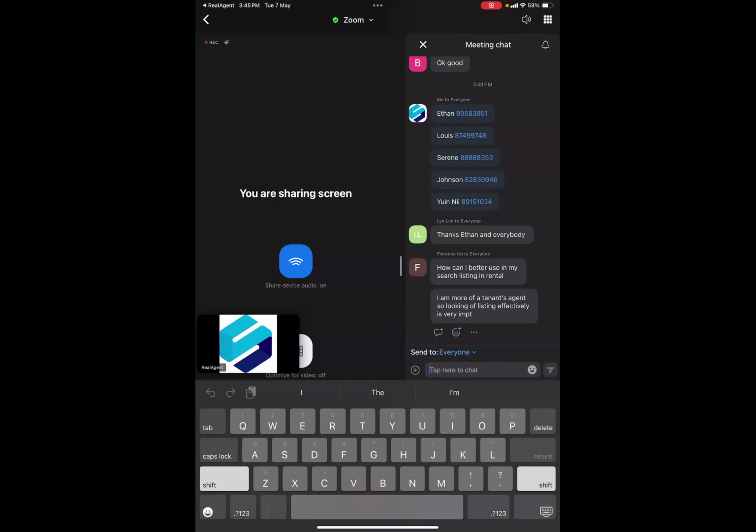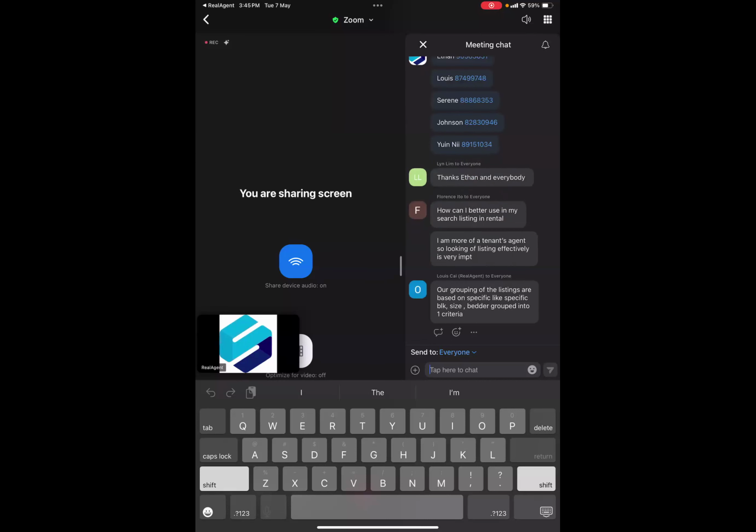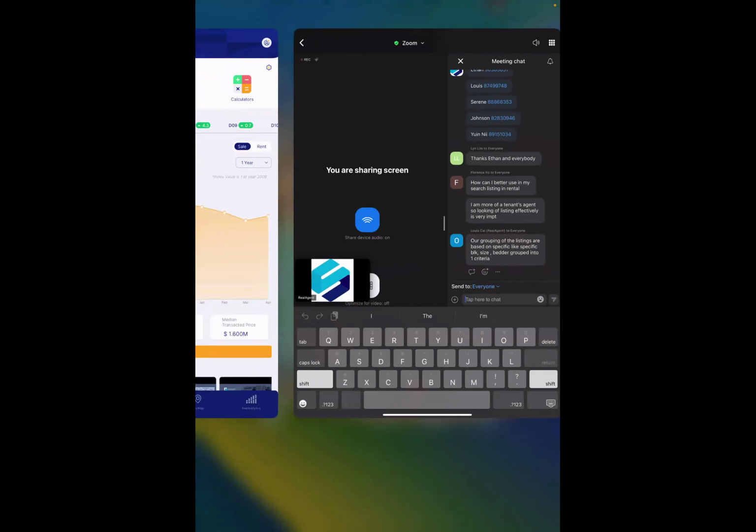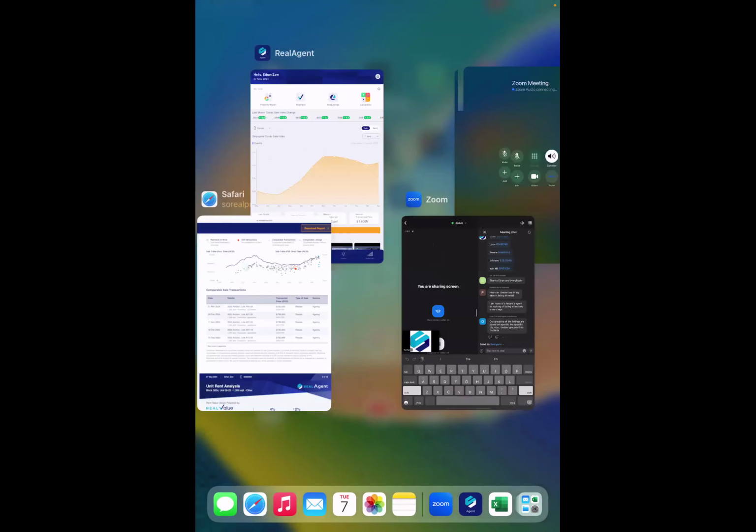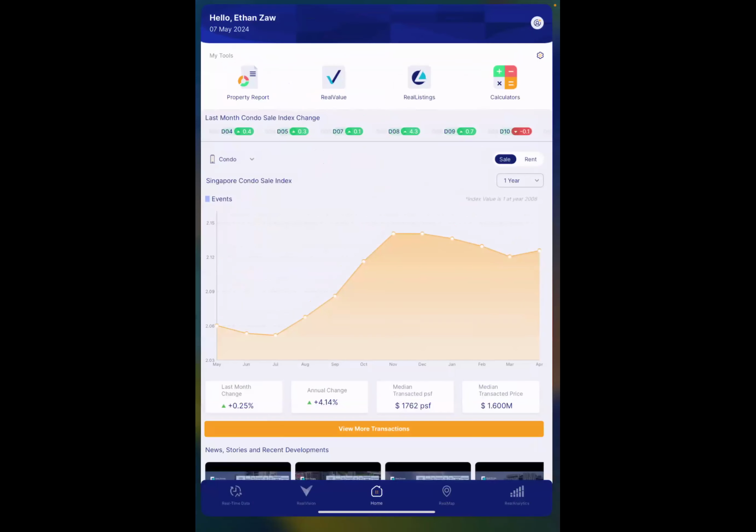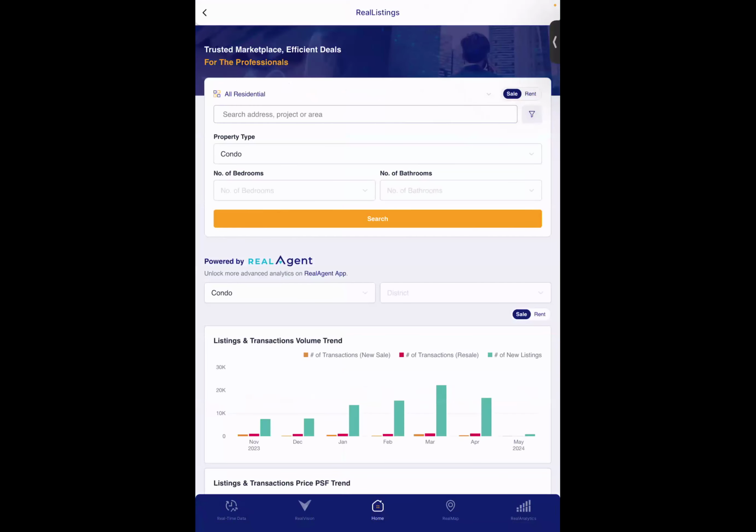Okay, any other questions? Correct. So like what Louis mentions, based on what block, what size, the price, it will be all under one group. Two bedders, we try to put all grouped under two bedders. Some two bedders are maybe renting for 4,000 to 5,000, while other two bedders are 7,000 to 8,000. So we'll try to group them together for you, to make your search a bit more efficient and easier.